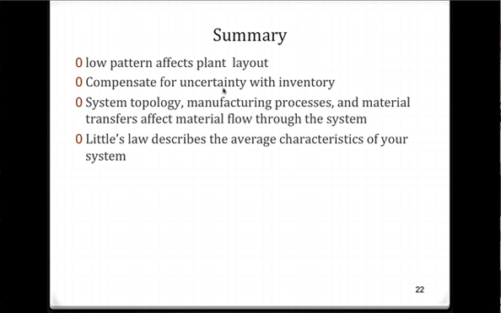We need to compensate for uncertainty, as we've seen with inventory, and that has to do with the raw material, the finished goods, as well as the work in process. It has to match. So when people say, let's minimize the inventory, that's fine as long as you minimize the uncertainty at the same time. We've seen that the system topology, our individual processes, and the material transfers will all affect how material is flowing through our system. And don't forget Little's Law, that's a good rule of thumb, can give you a way of estimating the characteristics of your system.